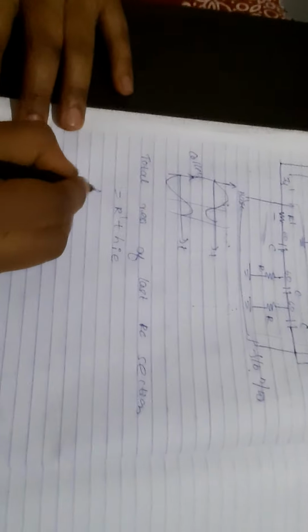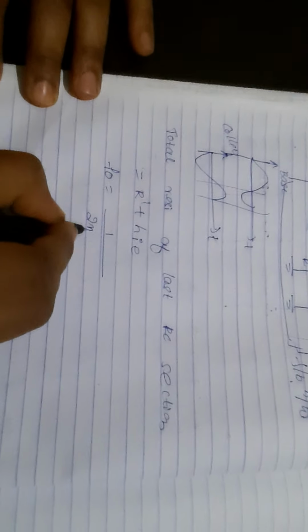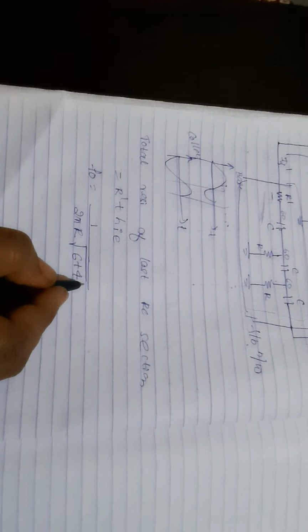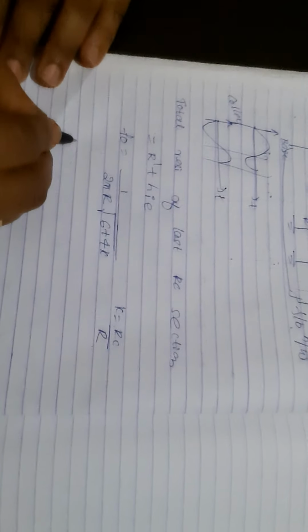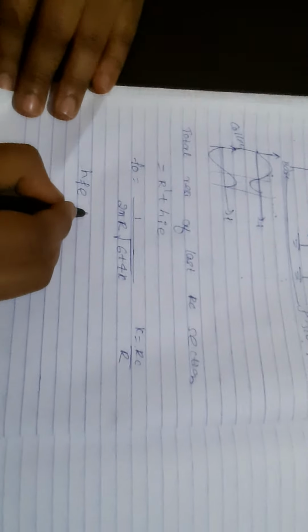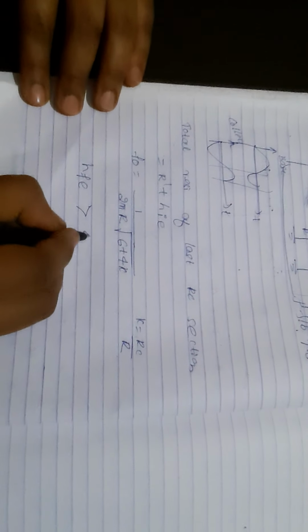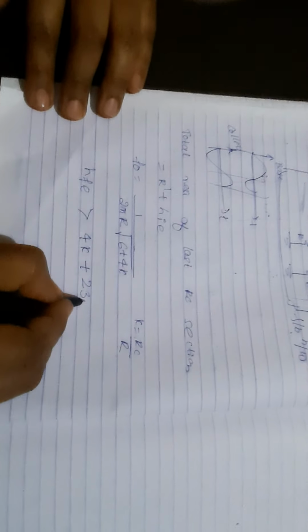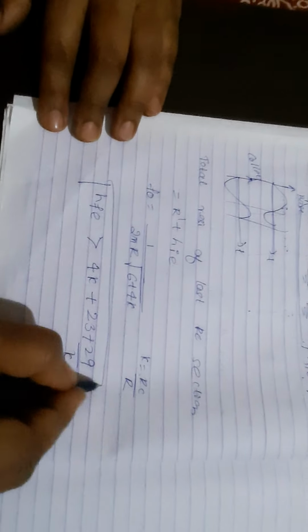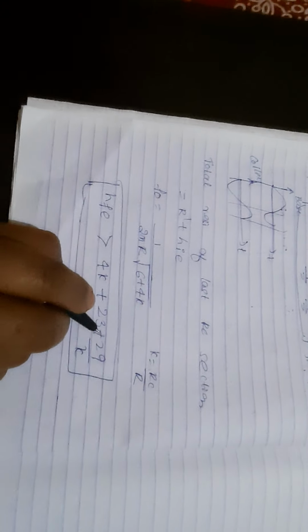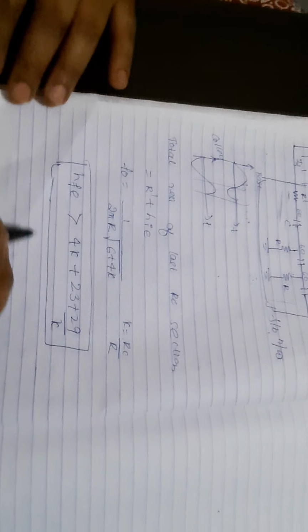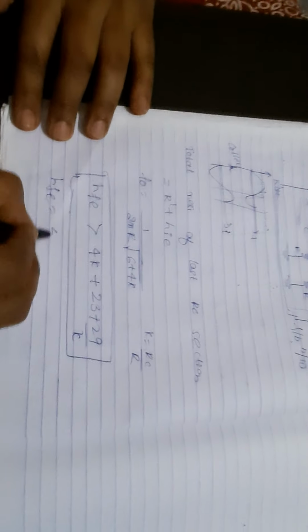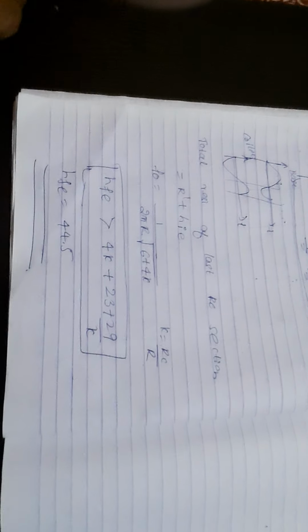Now the frequency of oscillation is important. It is 1 upon 2 pi RC root of 6 plus 4K. This is the formula, where K is given by RC by R. And for HFE, the beta value of the transistor, it should be 4K plus 23 plus 29 by K. This formula is to be used, and the minimum value of this HFE is 44.5. This is how a BJT is used as the RC phase shift oscillator.